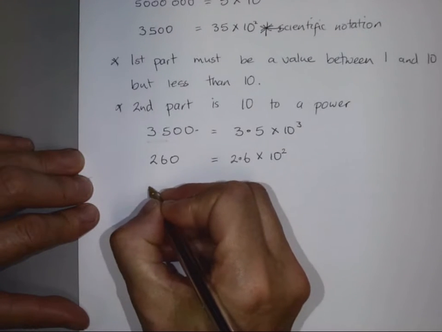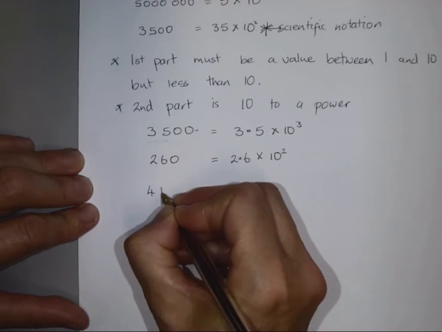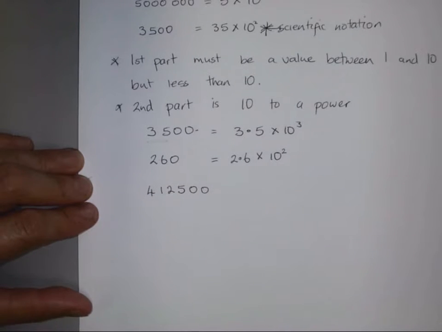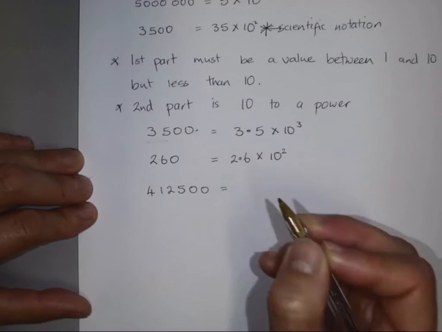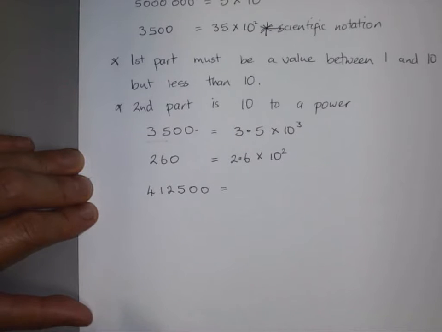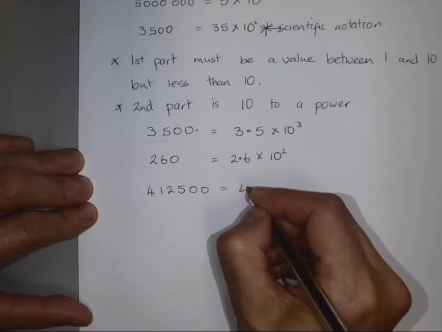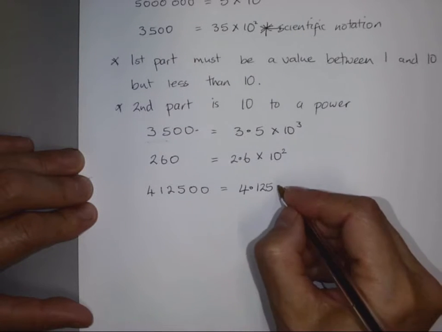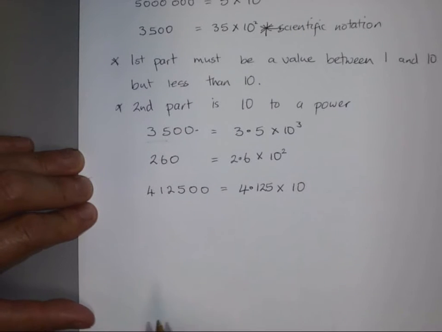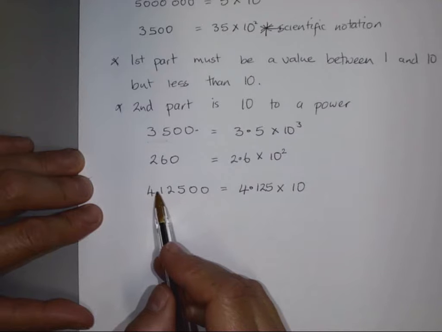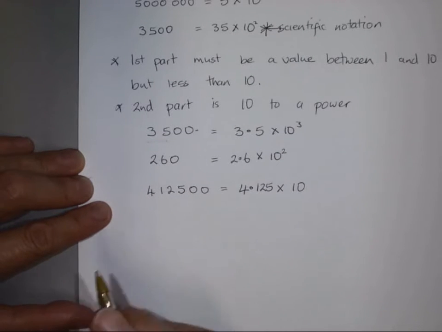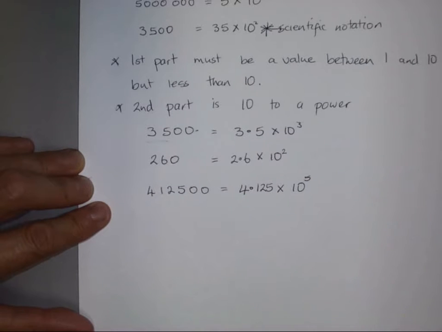Okay, how about this? 4, 1, 2, 5, 0, 0. Now, that number between 1 and 10 is going to be 4.125. Now the power of 10 is going to be multiplied by 10 to the power of, after the 4 here, there are 1, 2, 3, 4, 5 digits, so it's 10 to the power of 5.